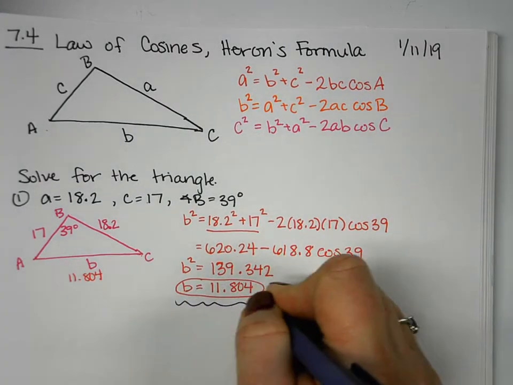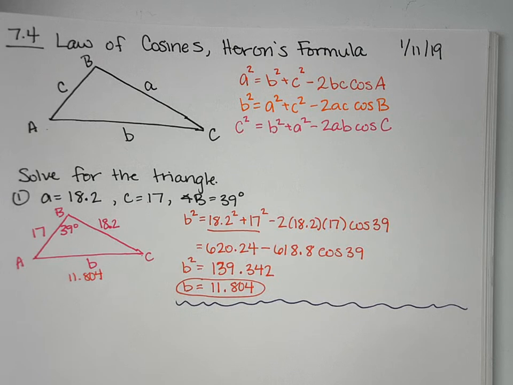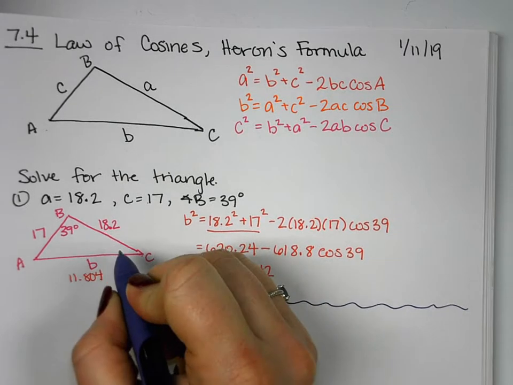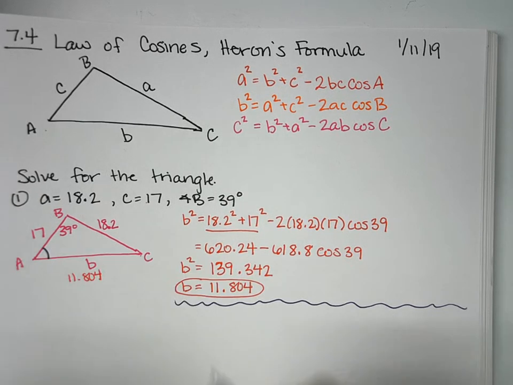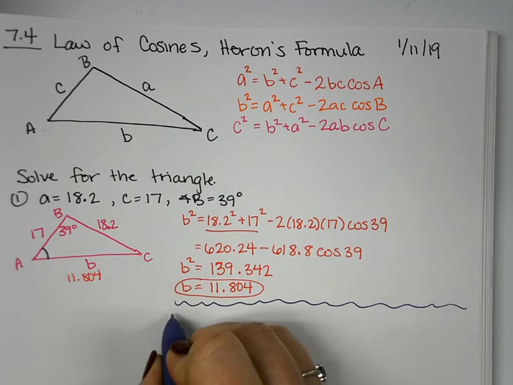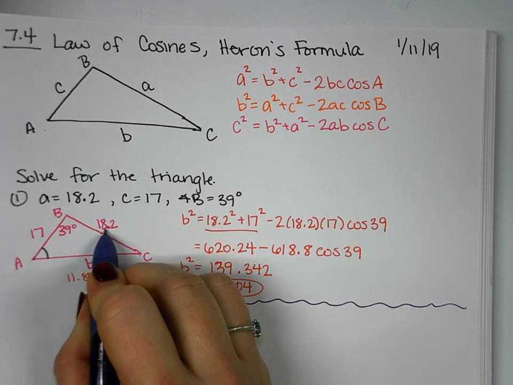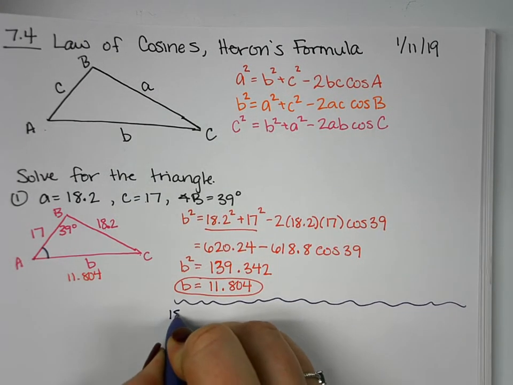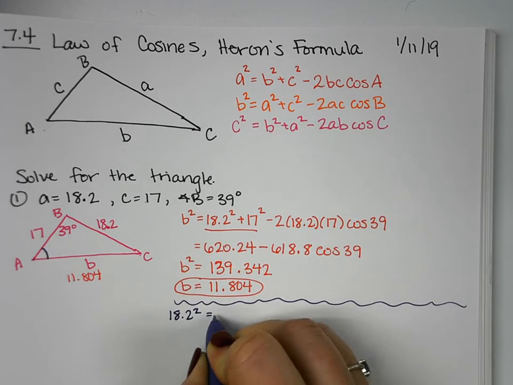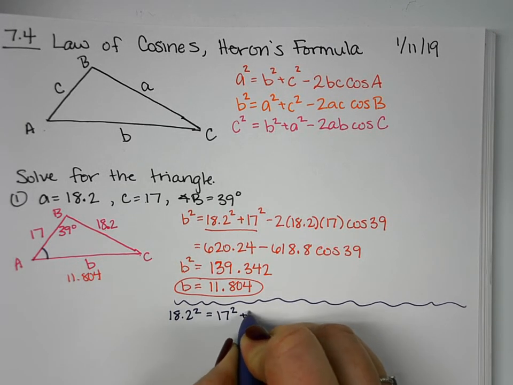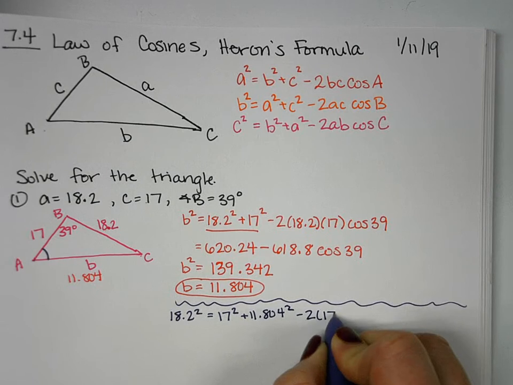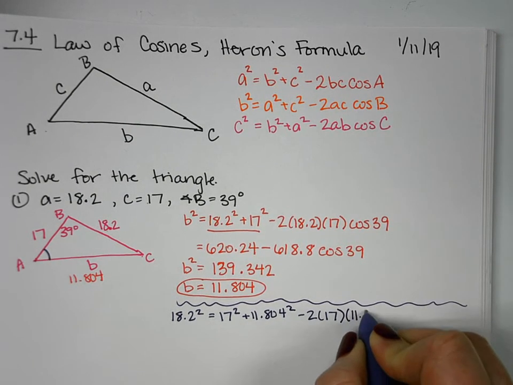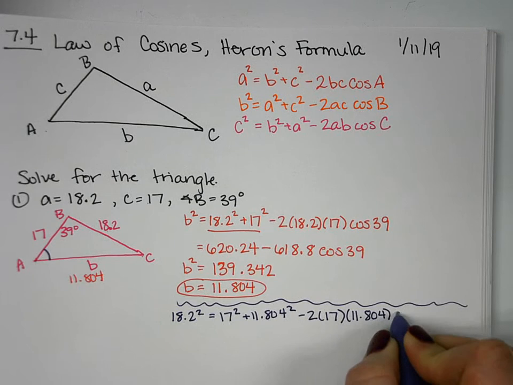Okay, so there's my B. Now I'm going to do the same thing with my law of cosines, but I'm going to find angle A. If I'm finding this angle, the side opposite of it, 18.2 squared equals 17 squared plus 11.804 squared minus 2 times 17 times 11.804 cosine angle A.